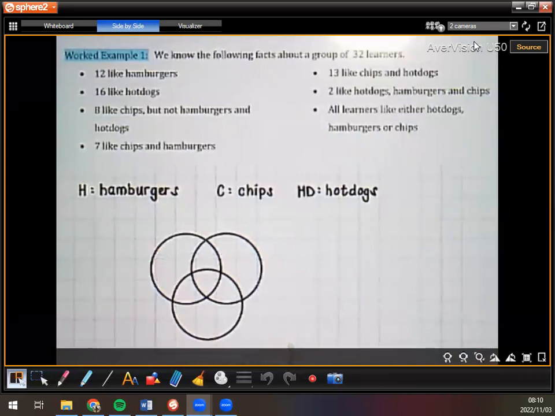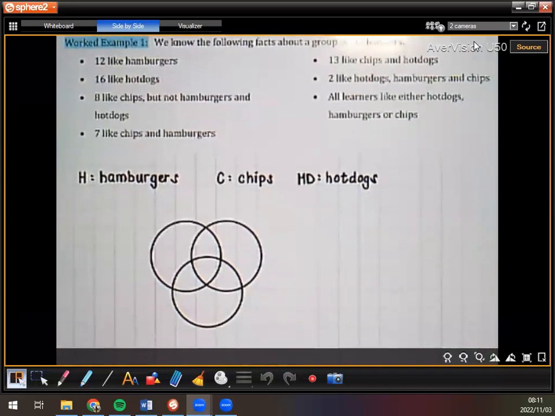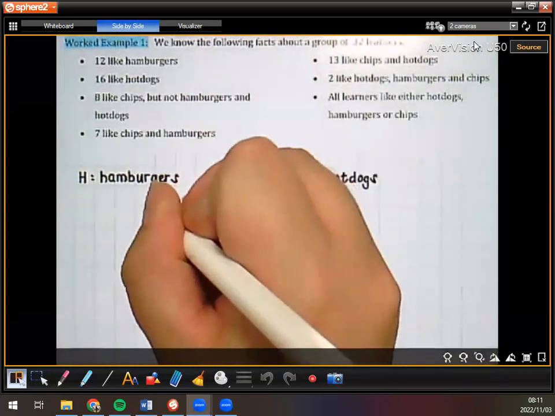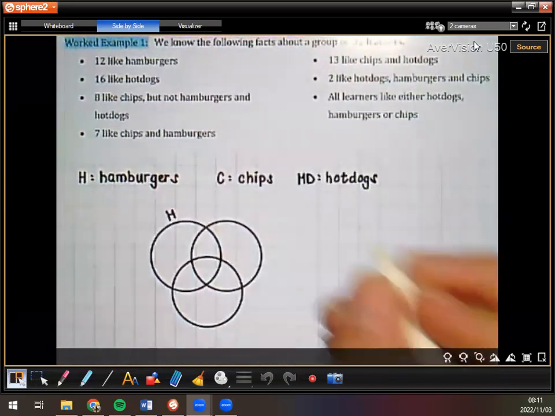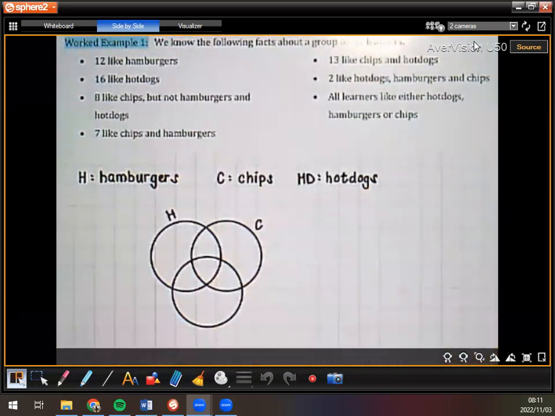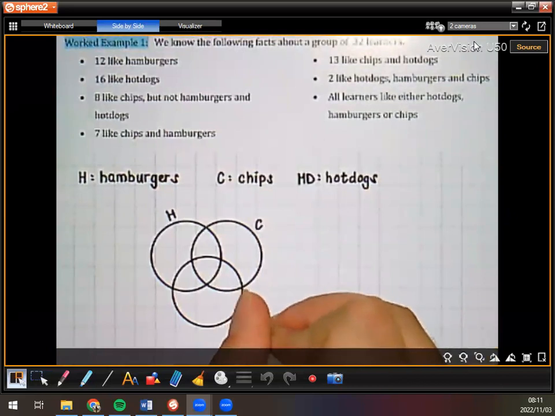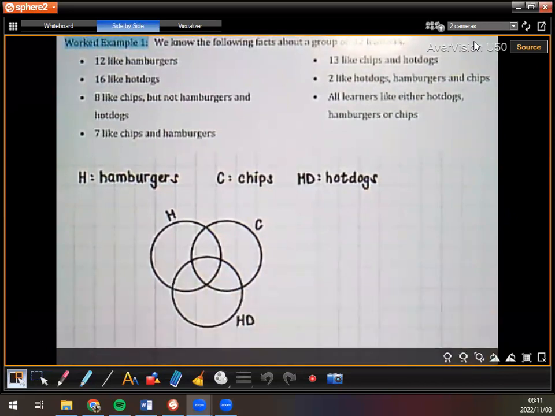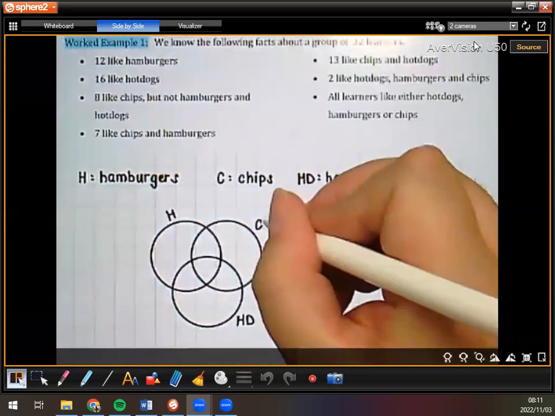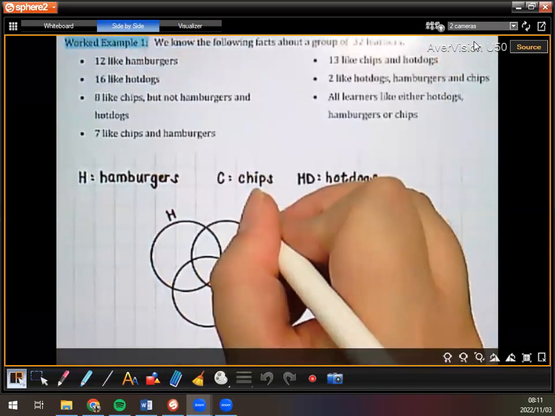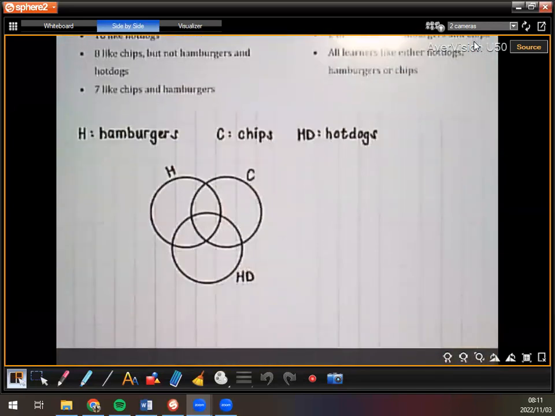Often in tests or exams, we actually give you the Venn diagram already drawn and you can just fill in. But of course, you need to know how to do it without that. What you're going to do is write H next to one circle, C next to another, and then HD. It doesn't matter which circle you put where. You can decide, unless they've given it to you.